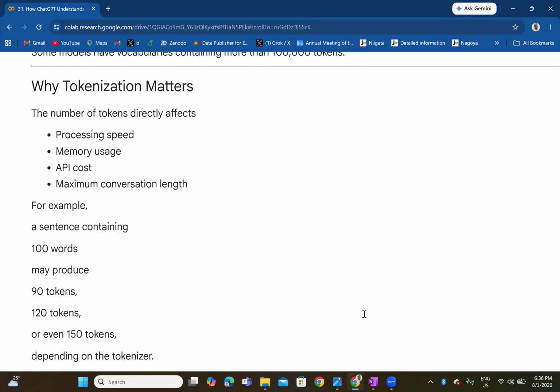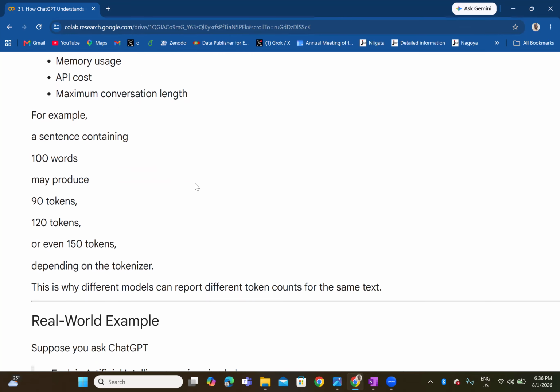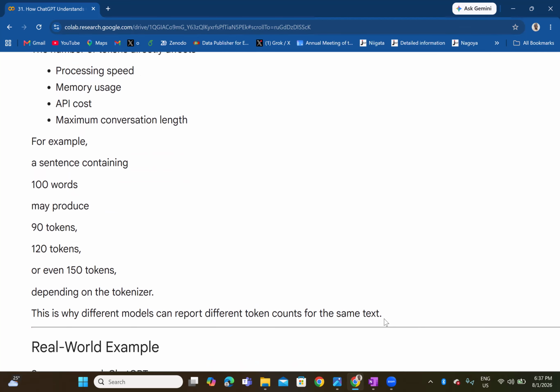So now why does tokenization matter? The number of tokens directly affects processing speed, memory usage, API cost, and maximum conversation length. For example, a sentence containing 100 words may produce 90 tokens, or 120 tokens, or even 150 tokens, depending on the tokenizer. This is why different models can report different token counts for the same text.